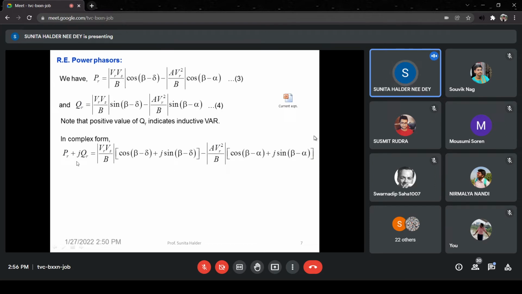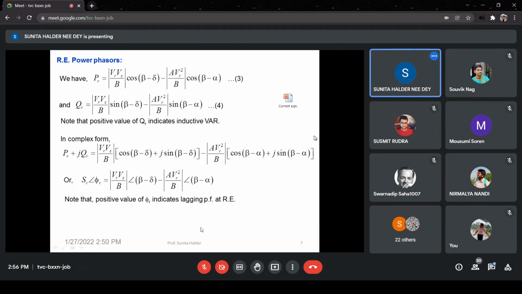Then in complex form, PR plus jQR, this will be the power. So the power, if it is SR at an angle phi r, this will be the power. Now you see that a positive value of phi r indicates the lagging power factor at the receiving end, right? So in polar form, if we shift the AVR square by B sine beta minus delta, angle beta minus delta, to the left hand side, then the equation will come. With this equation we have found out the expression of the receiving end power circle diagram.